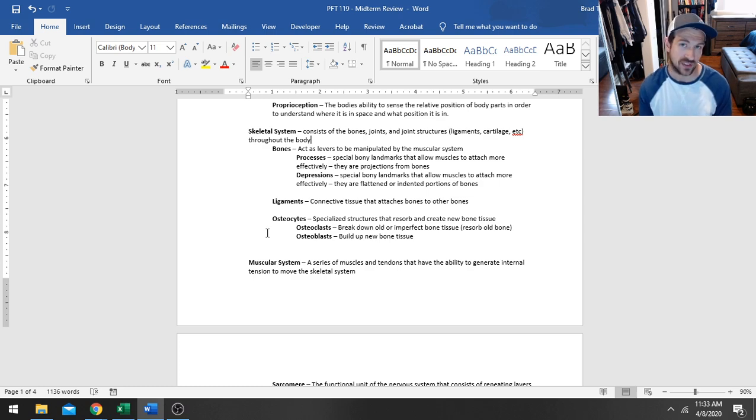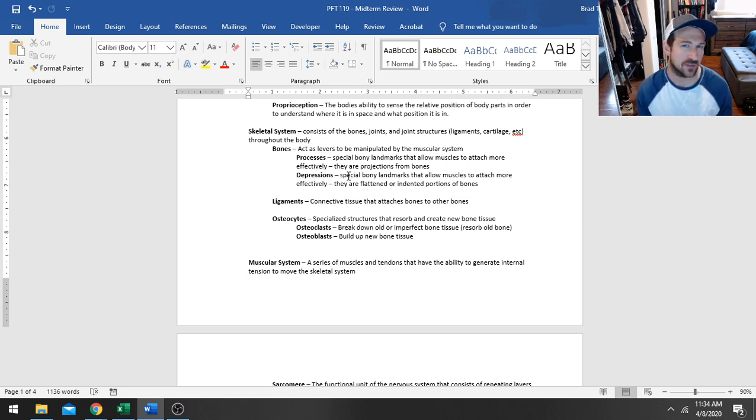Then you've got your skeletal system, which makes up the framework for your body. That's going to consist of your bones, your joints, and all of your joint structures like ligaments, cartilage, bursa, all these special little structures that you've got inside of your joints running throughout the body. So let's talk about the bones first. Your bones are going to be acting as the levers throughout your body. Your muscular system's job is to manipulate your bones, right? And so your bones are the levers that actually get that manipulated movement to occur, right?